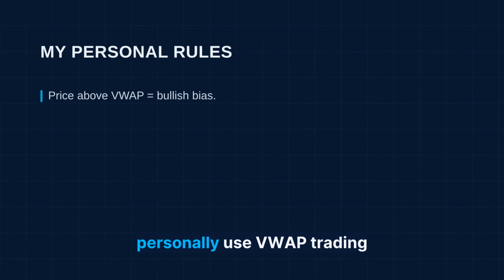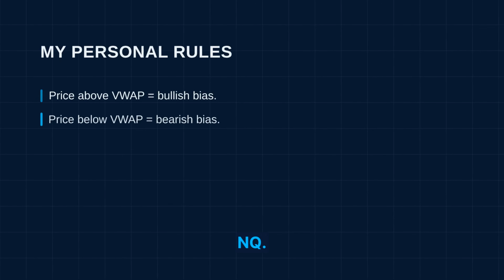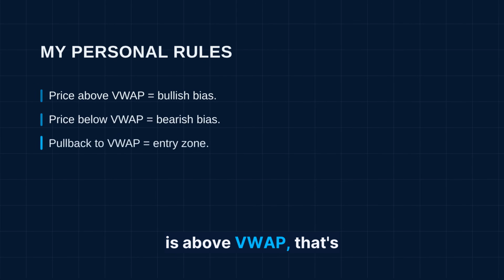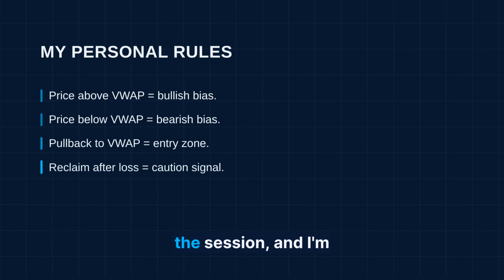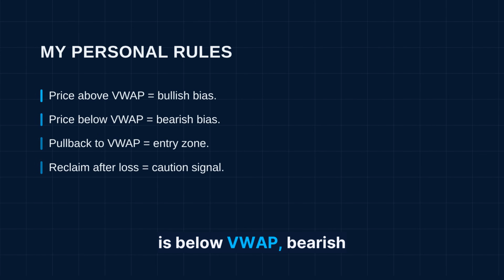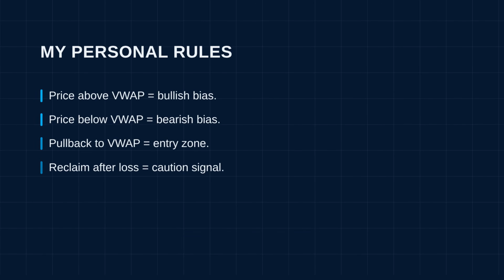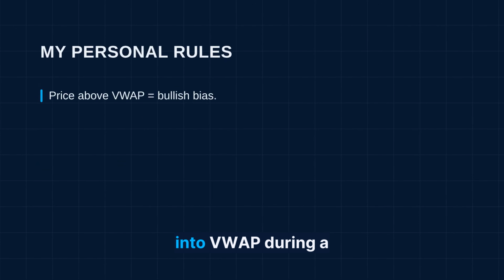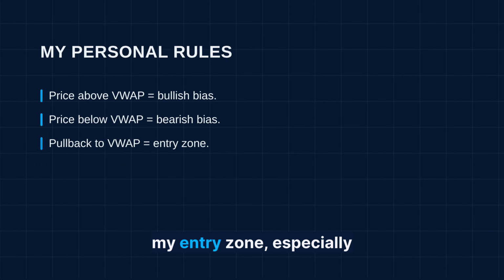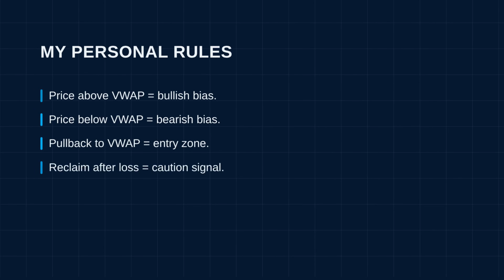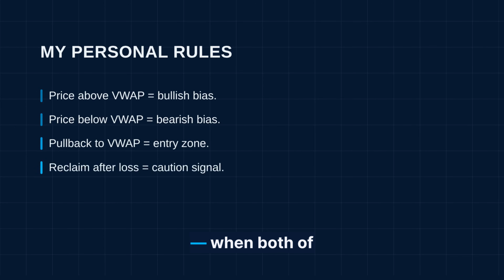Here's exactly how I personally use VWAP trading NQ. Rule 1. When price is above VWAP, that's my bullish bias for the session, and I'm only hunting for long entries. Rule 2. When price is below VWAP, bearish bias, only shorts. Rule 3. A pullback into VWAP during a clean trend is frequently my entry zone, especially when it lines up with the 9/21 EMA stack from day 8. When both of those agree at the same price, that's a strong signal worth paying close attention to.